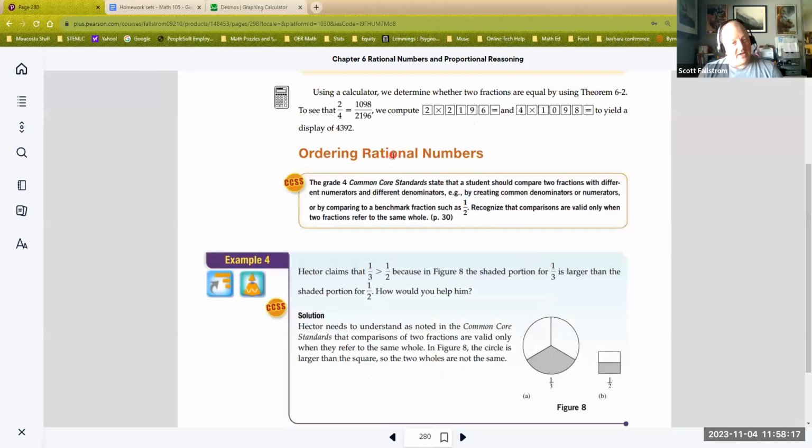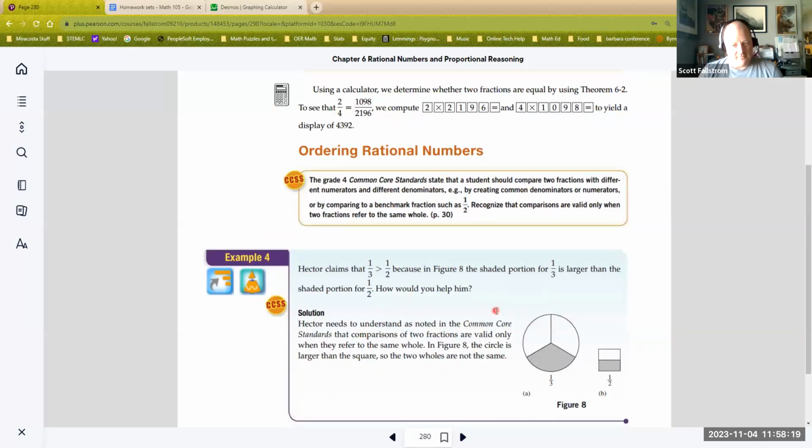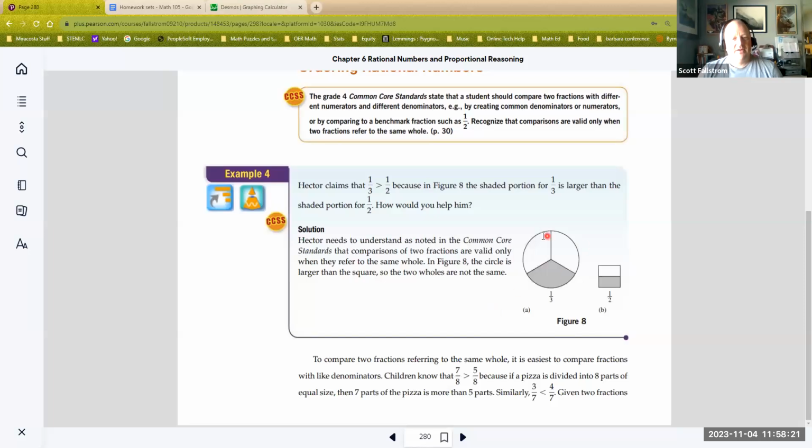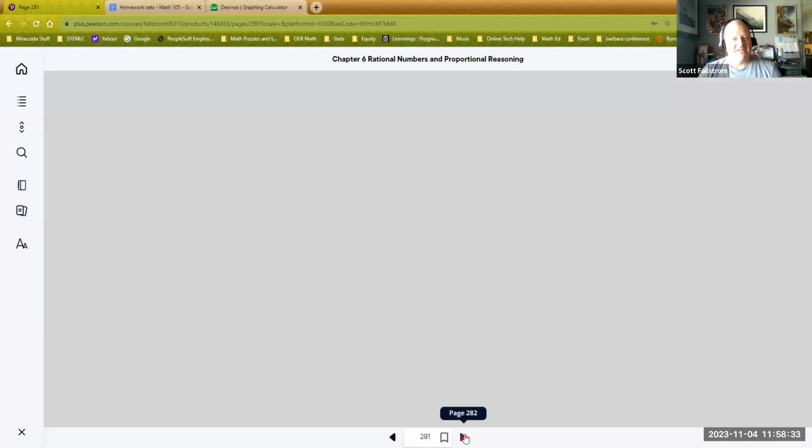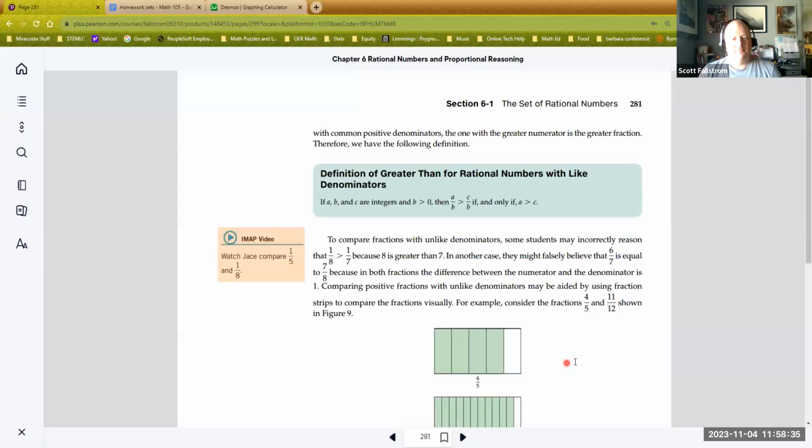Next up is ordering. How do I know if one is bigger than the other? Now remember, you have to have the same whole object. So 1/3 of something might physically be larger than 1/2 of a different object. We need them to be the same. If we have the same, then we can compare how many.